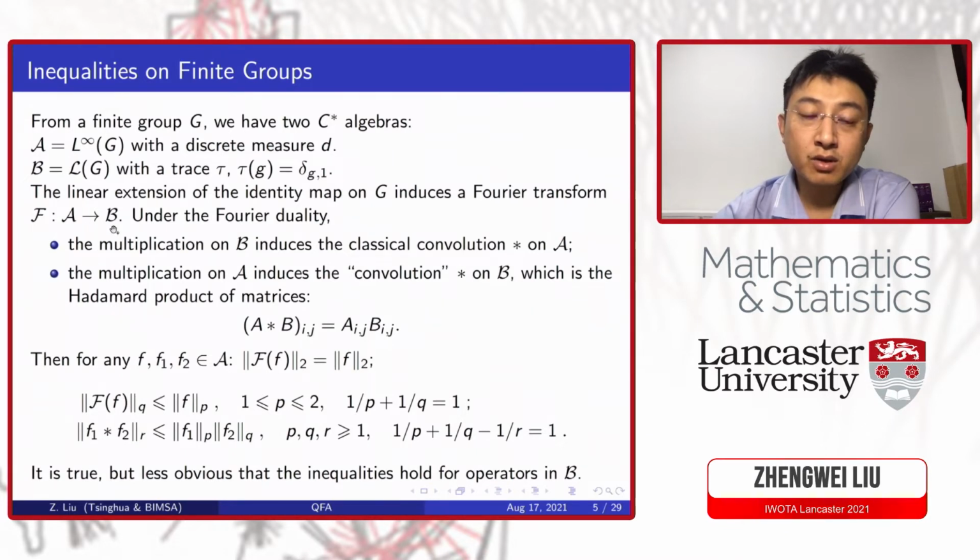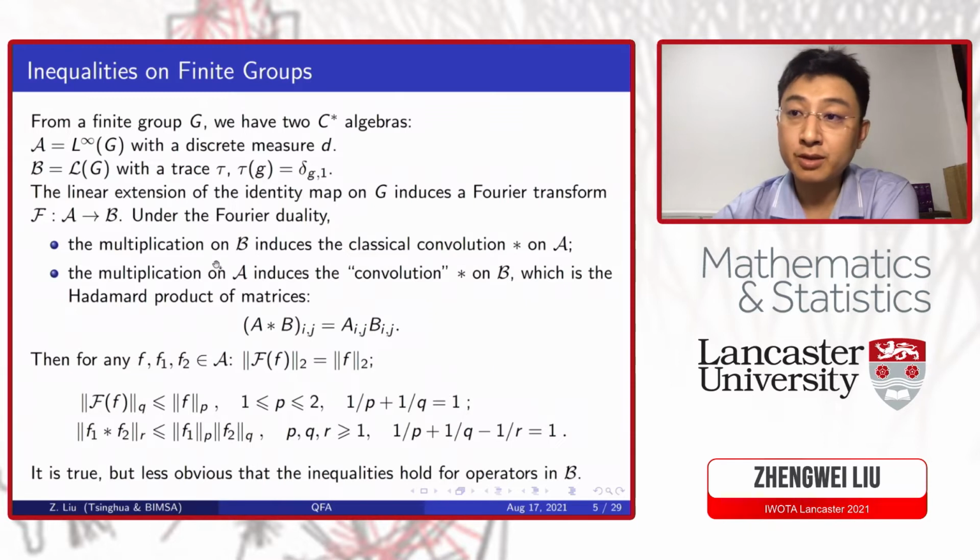Here we have the multiplication on the B algebra, the non-commutative one. It's the usual multiplication of matrices. And then we can use the Fourier transform, and that induces the multiplication as a convolution on the A algebra. And that coincides with the usual convolution on the A algebra as functions on the group. And this is the usual way we consider the Fourier duality.